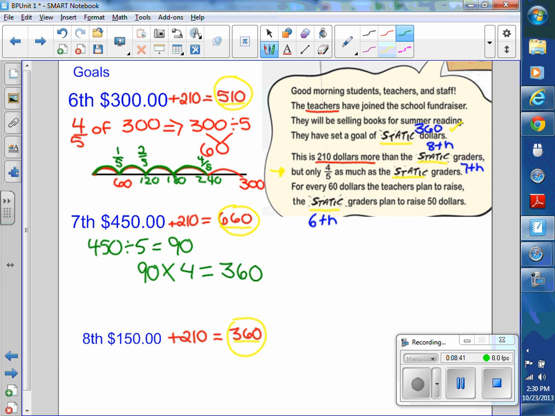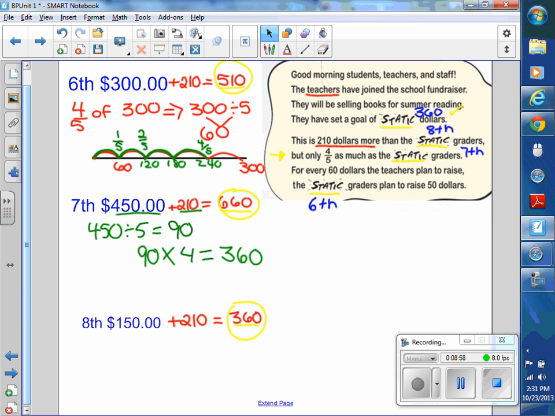So now we have a number that's 4/5 of the 7th grade goal and $210 more than the 7th grade goal. So Haley, do you see now that 360 is looking pretty good? But if you're not convinced yet, then you could do 4/5 of 150.